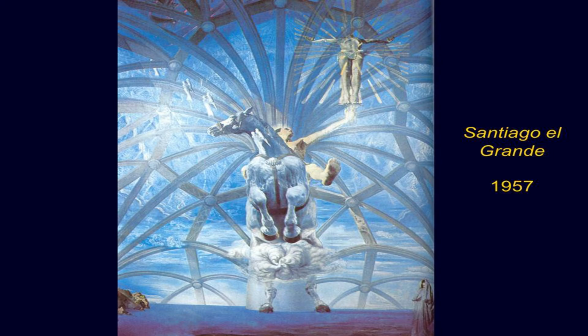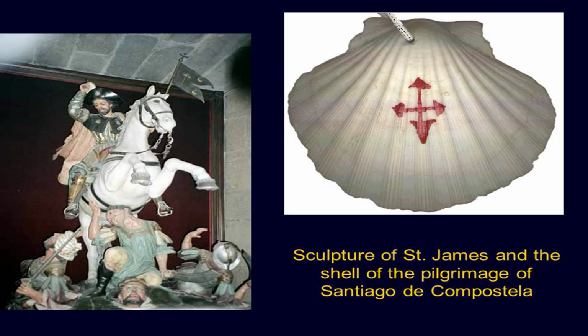But what we have here, of course, is the rearing horse. There's a number of different symbols associated with it. This, on the left-hand side, is one of the sculptures that one would encounter along the pilgrimage to the Santiago de Compostela. It's an image of St. James as he's riding roughshod over all of these different Moorish individuals.